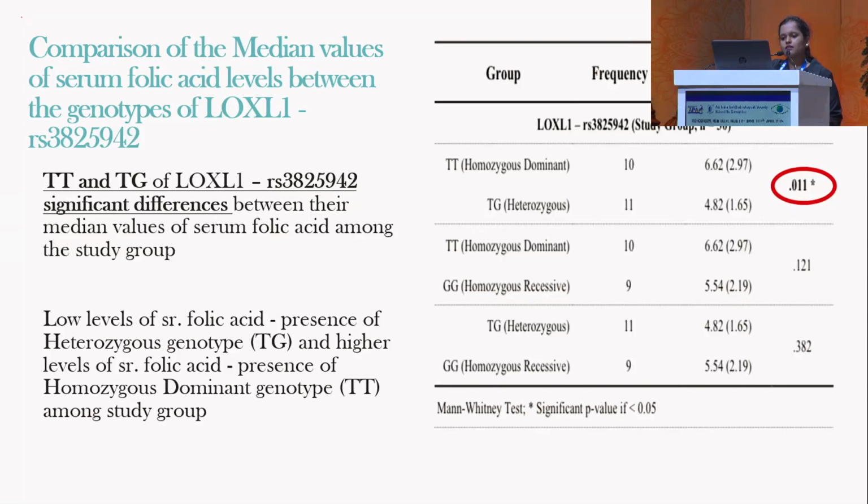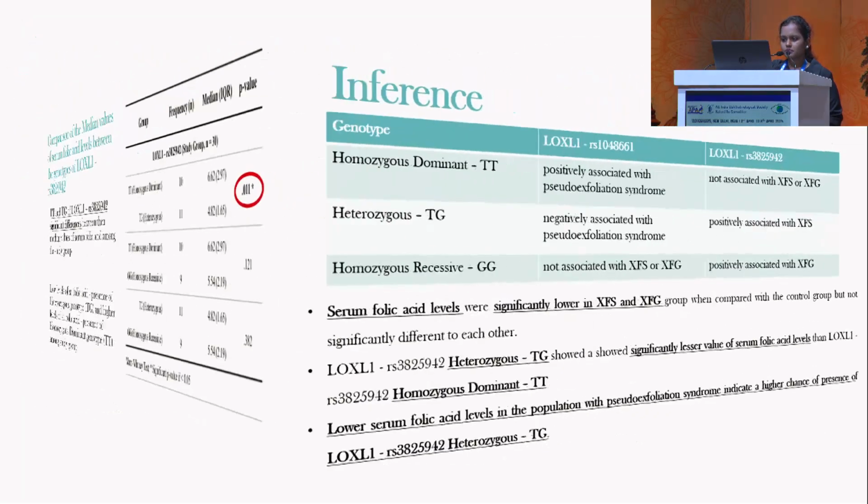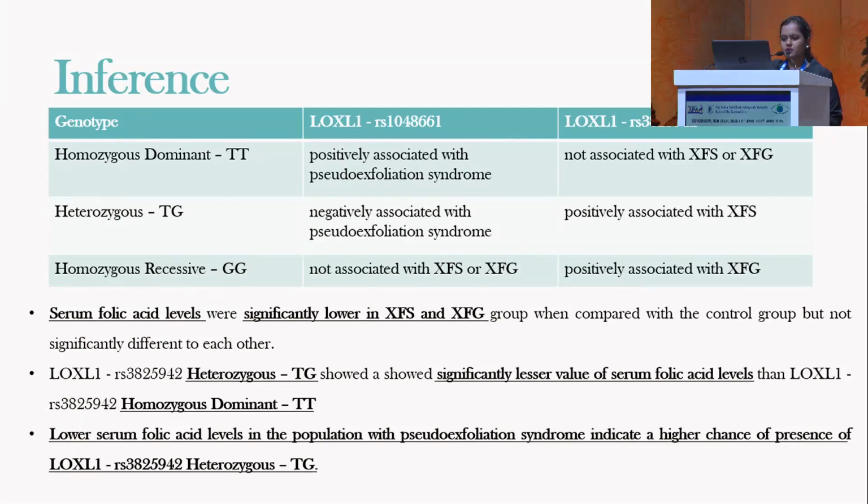So which implied the low levels of serum folic acid had a presence of heterozygous genotype, which is TG, and higher levels of serum folic acid had the TT genotype amongst the study group. So thus, to infer, we found that the serum folic acid levels were significantly less in the XFS and XFG patients, and the LOX-L1 RS3825942, the TG genotype, had a lesser value of serum folic acid levels than that of the TT genotype. And similarly, the lower serum folic acid levels in the population with the XFS indicates a higher chance of presence of LOX-L1 RS3825942, the TG genotype.